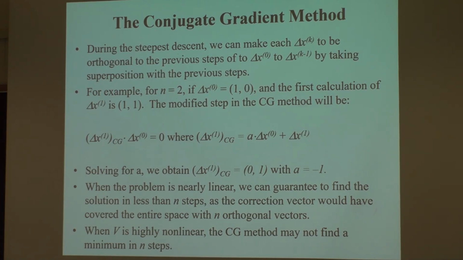A nonlinear problem is not that simple. Conjugate gradient can have poor convergence, just like any other Newton search, if your initial guess is bad. But if you're pretty close to your solution and the problem is pretty linear, then there's a guarantee that in n steps you have searched all the local space.